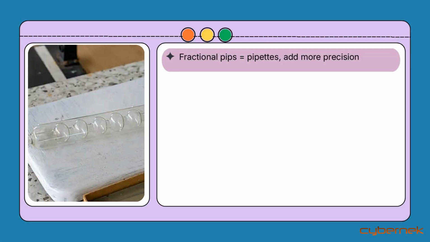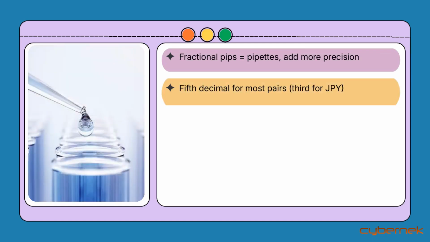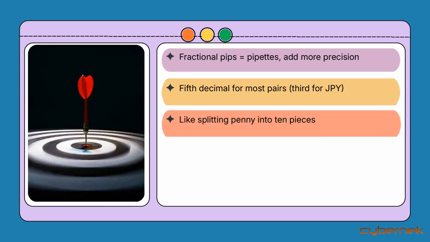Fractional pips, the plot thickens. Just when you thought you had it all figured out, the Forex market throws you a curveball. Fractional pips, also known as pipettes. These are the 5th decimal place for most pairs, 3rd for JPY pairs. It's like splitting a penny into 10 pieces. Technically possible, but you need good eyes to see the difference.